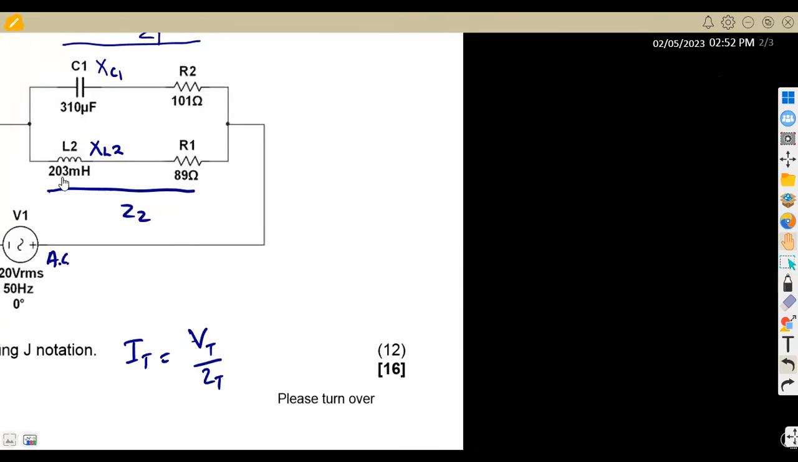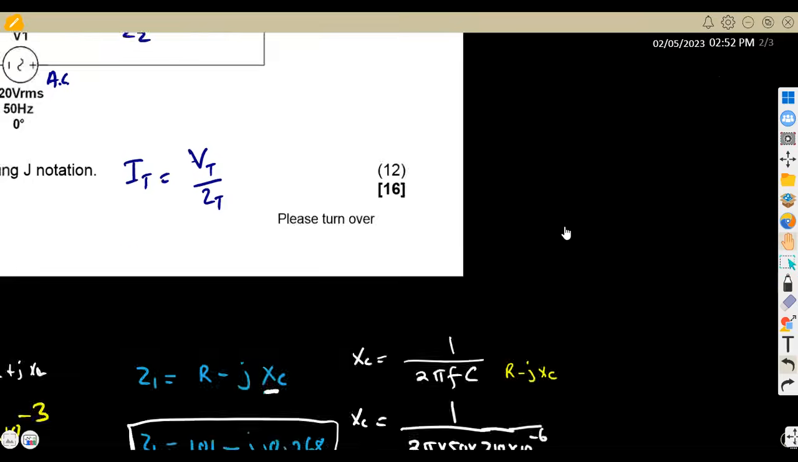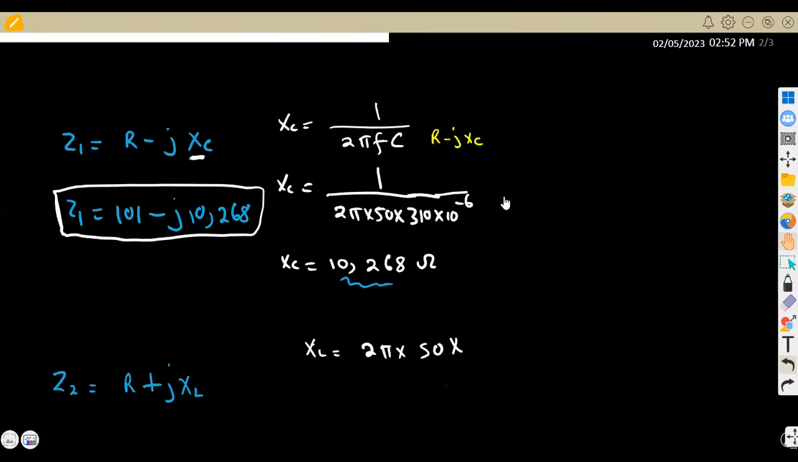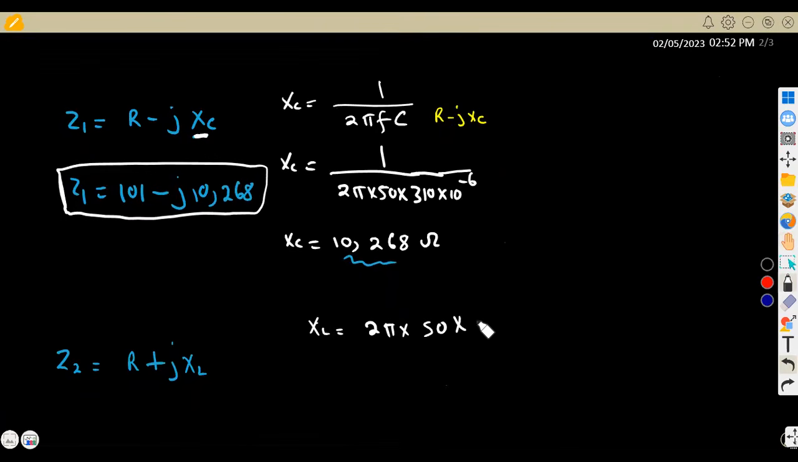And on this combination, our inductance is 203 millihenries. So that's 203 times 10 to the power of minus 3, since milli means 10 to the power of minus 3. You can calculate XL here, which is going to be something like 63,774 if you round off properly. So now let's take this back into this combination.